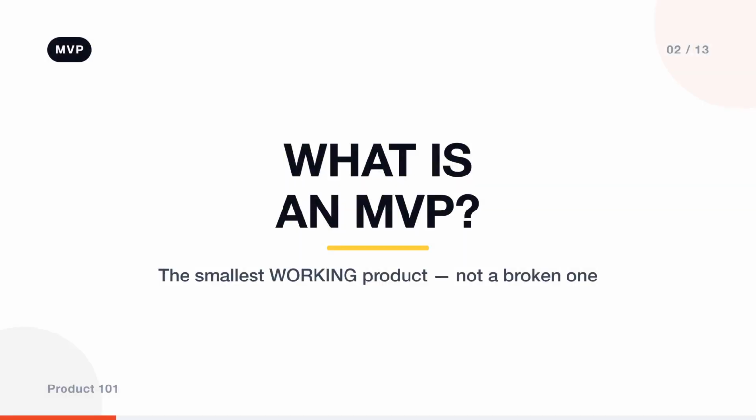MVP stands for minimum viable product, the smallest version that actually works. And be careful, it is not a broken, half-finished product. It's the leanest thing that solves one real job, end to end. The goal isn't to impress. The goal is to learn.